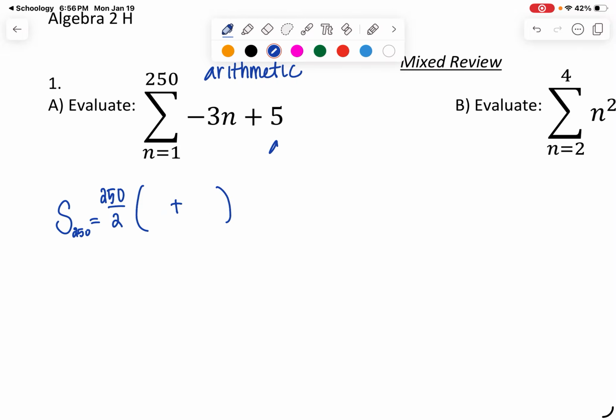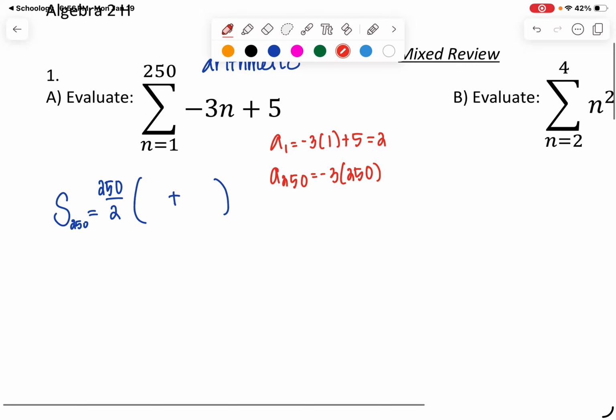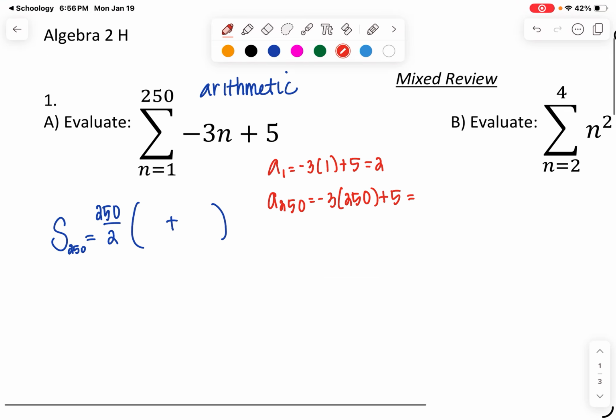All right, a sub 1 is equal to negative 3 times 1 plus 5, which is 2. And then a sub 250 is equal to negative 3 times 250 plus 5. So that is negative 750 plus 5, which is negative 745. So I have 2 here and negative 745 here.